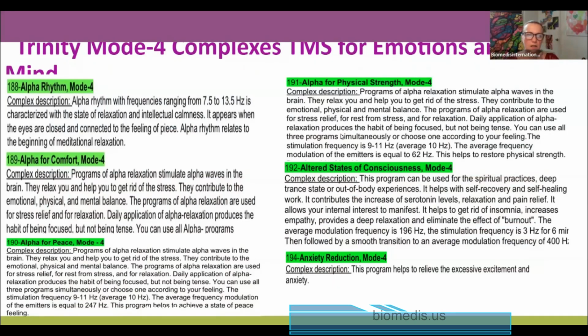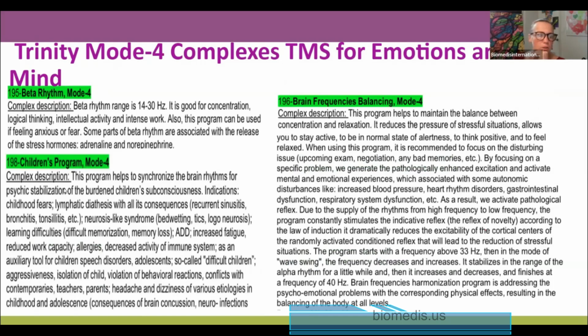So what complexes, I'm not going to show you all of them, but look, alpha rhythm complexes in mode 4, number 188, 189, 190, 191. Okay, they all help you to relax. We have alpha for comfort, for peace, for physical strength. Also altered state of consciousness, your connection to the universe, very good frequencies of theta in there, helps self-recovery, self-healing. We have a complex for anxiety reduction, I think a 10 minute complex, and it does help. We have good feedback for this program.